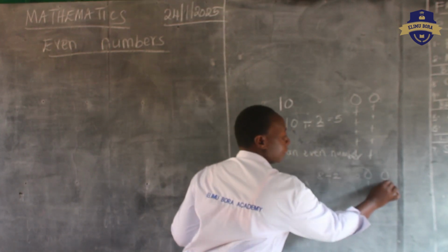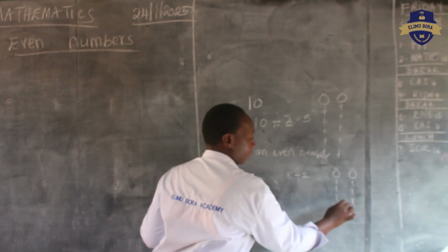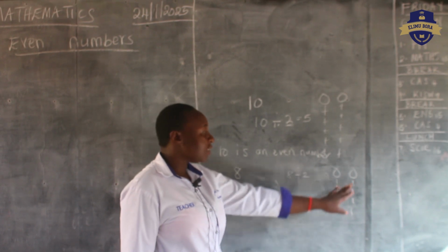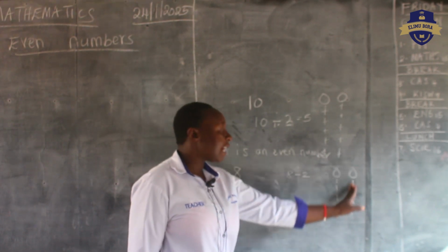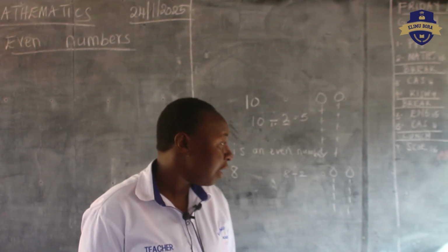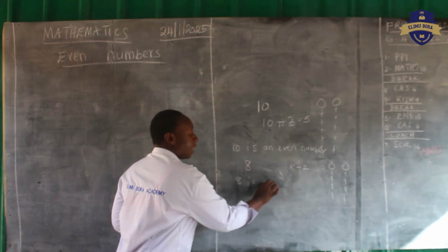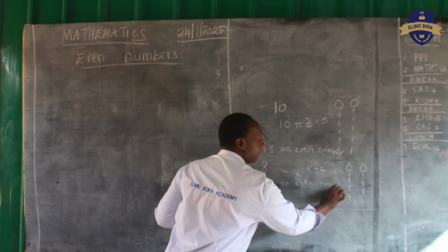1, 2, 3, 4, 5, 6, 7, 8. Is there any remainder? No. There is no remainder. So one child is getting 4 fruits, the other child gets 4 fruits, and all the fruits are finished. So we are going to say that 8 is an even number. 8 is an even number.